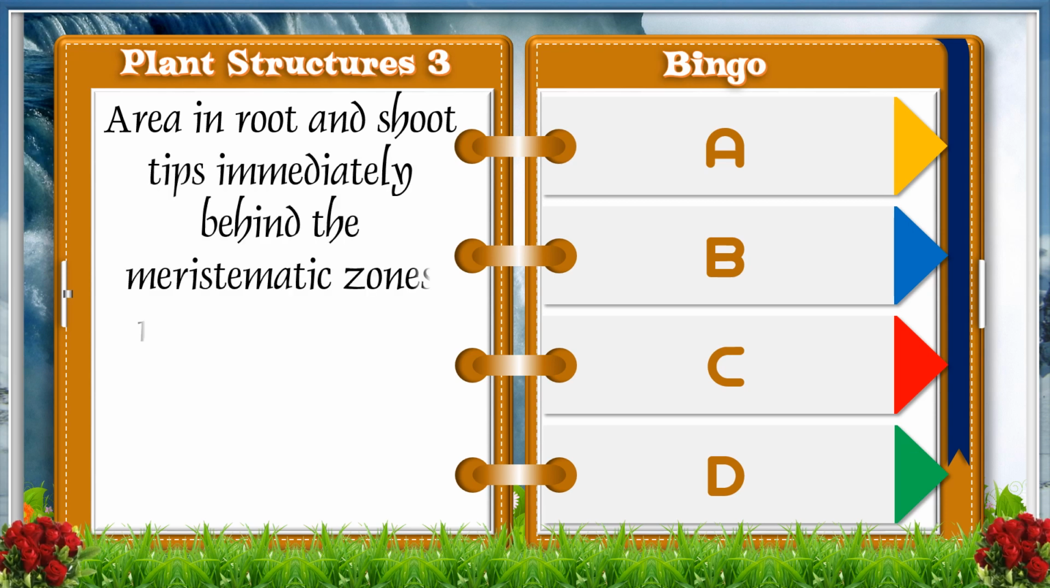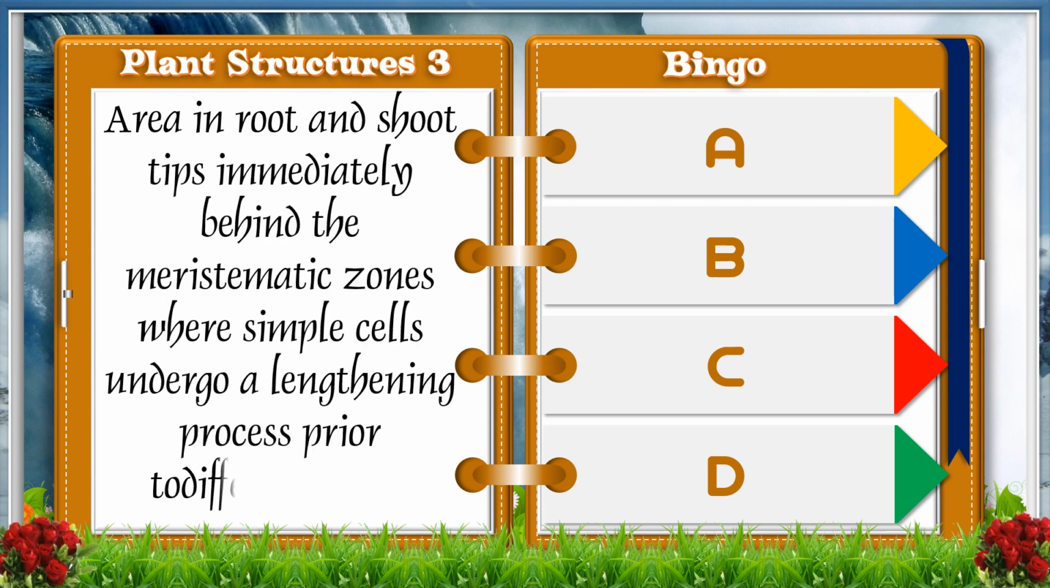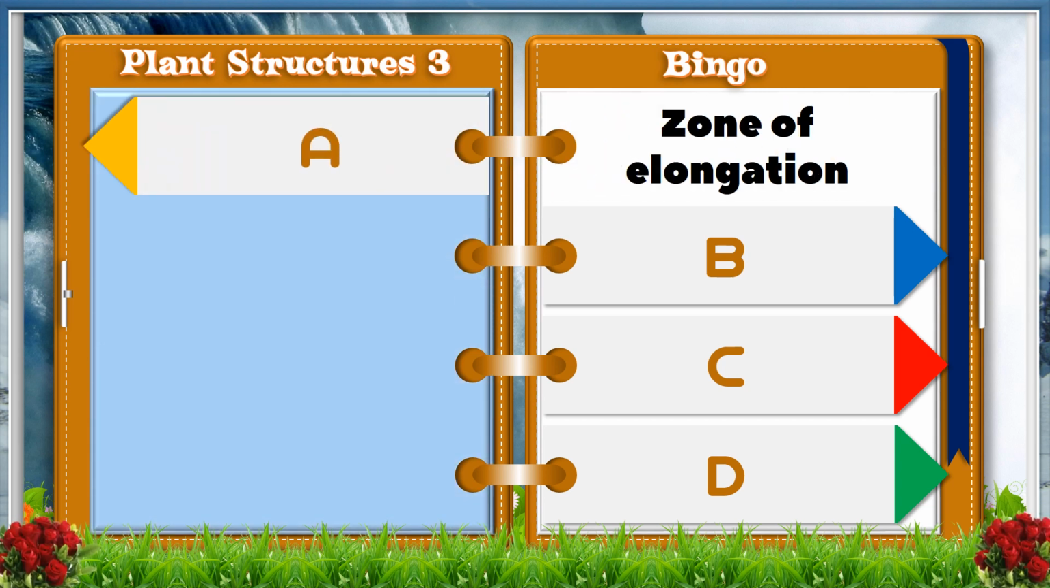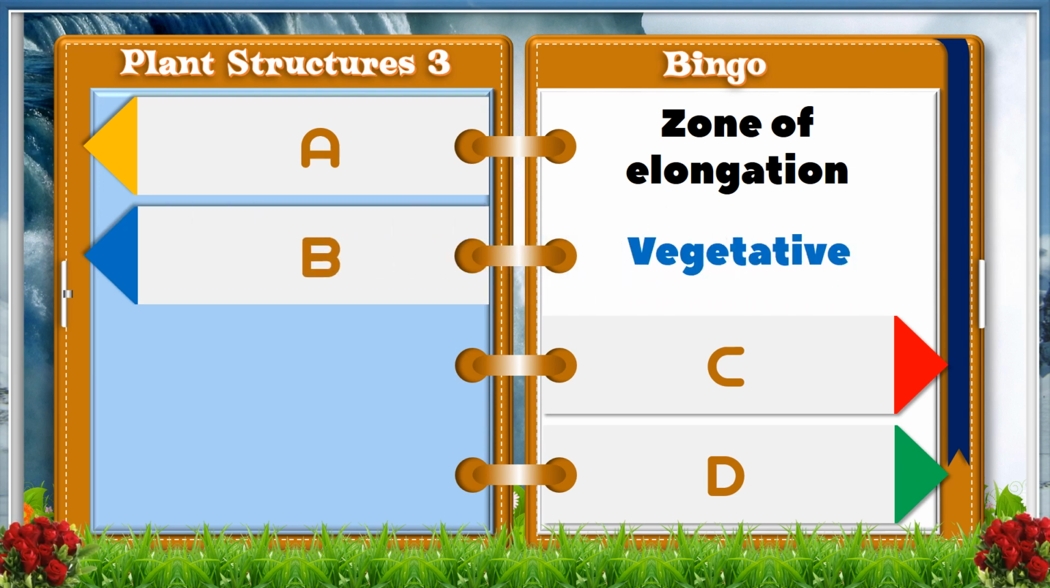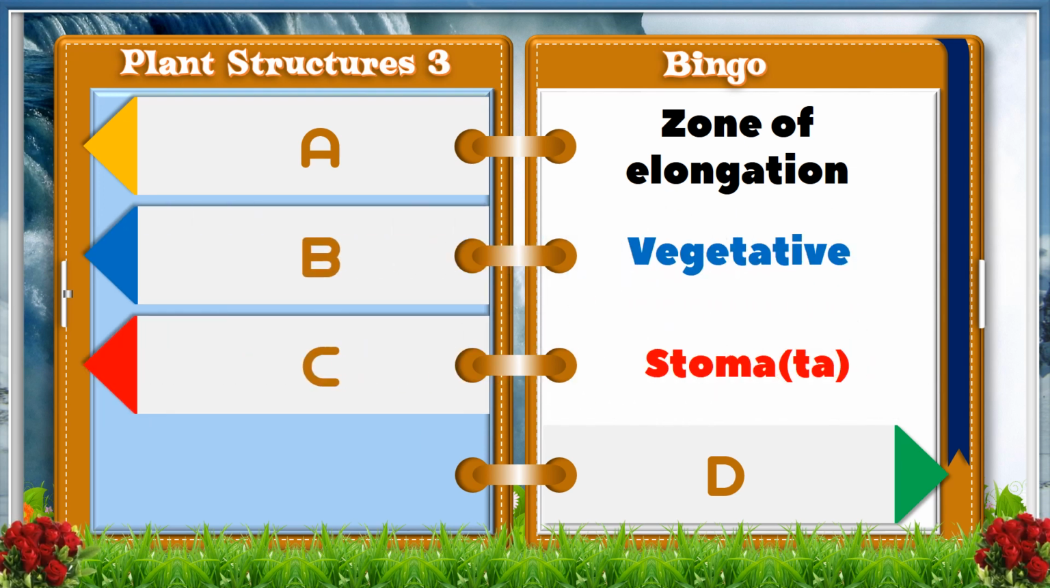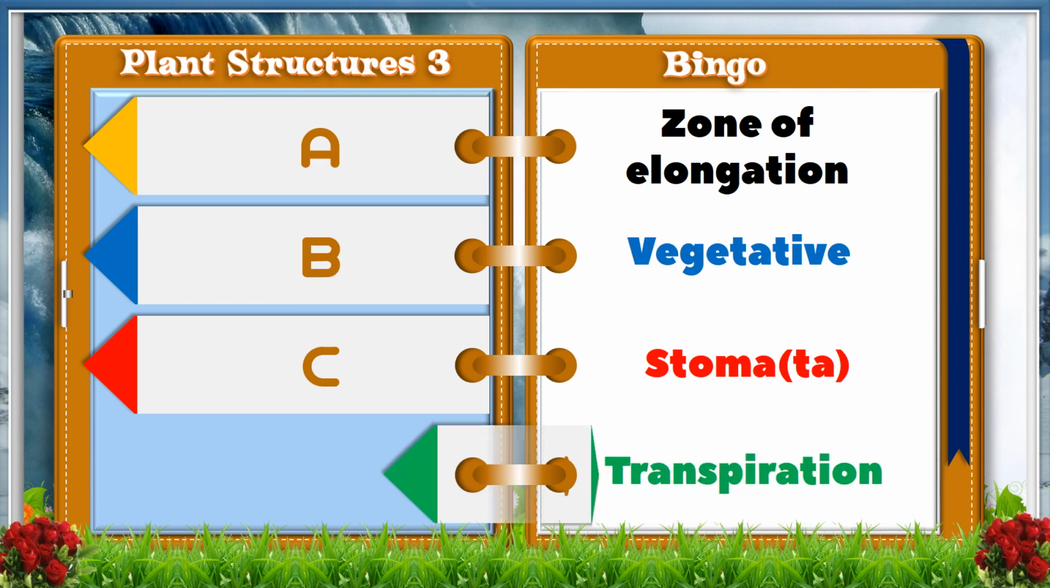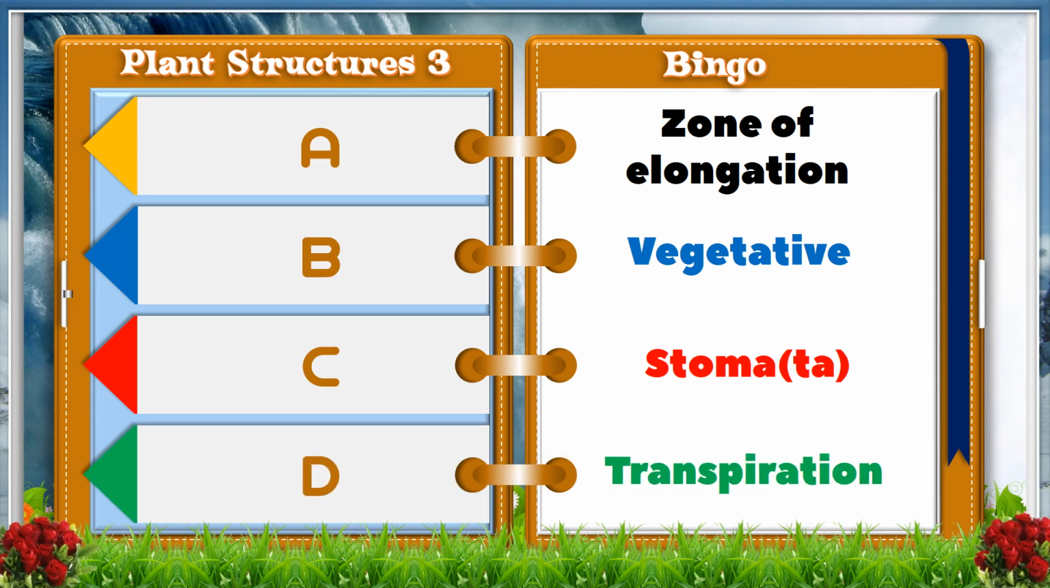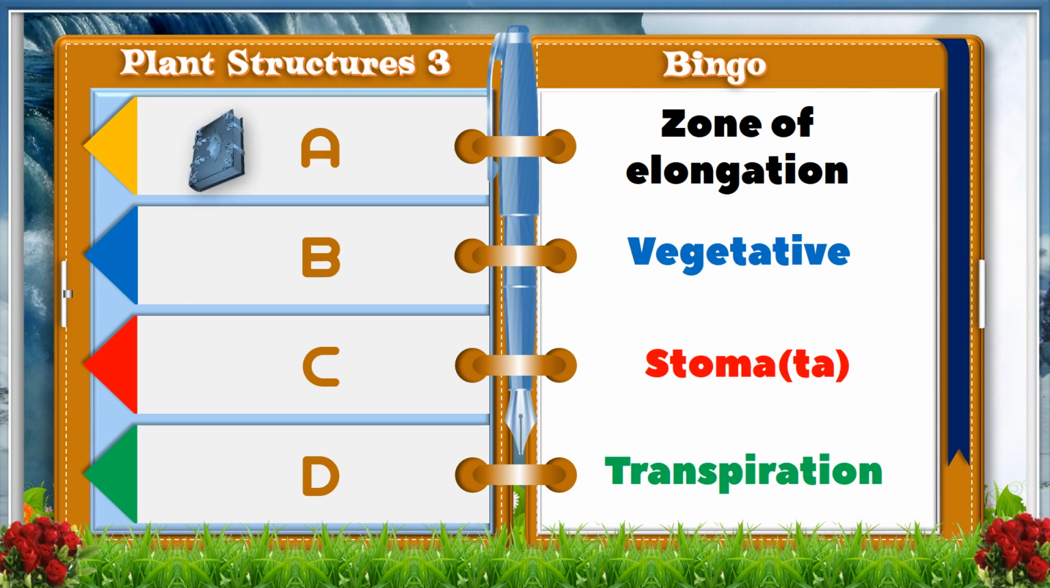Area in root and shoot tips immediately behind the meristematic zones, where simple cells undergo the lengthening process prior to differentiation. A. Zone of elongation. B. Vegetative. C. Stomata. D. Transpiration. And the answer is A. Zone of elongation.